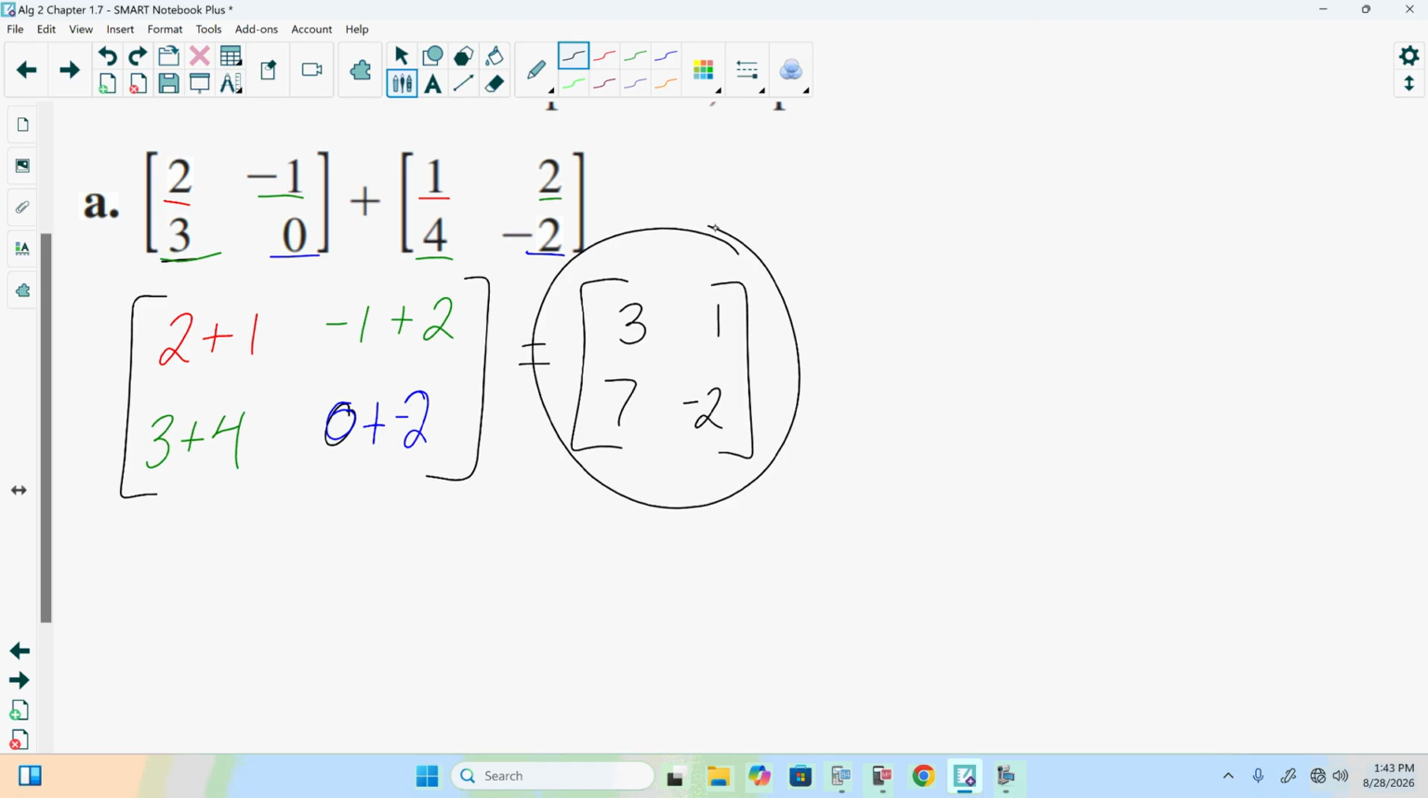Now, you don't have to write out the 2 plus 1, negative 1 plus 2, all of that out. We could just go, so 2 plus 1 is 3. Negative 1 plus 2 is 1. We could just add them. If writing it out helps you see it, write it out. We ready for the next one?